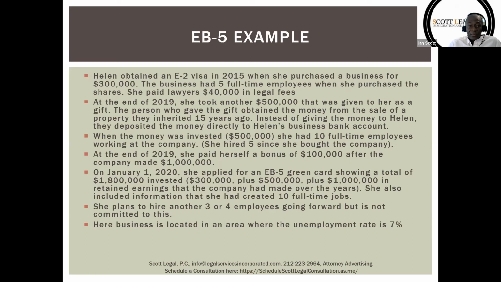Now the interesting thing is the friend who gifted her $500,000. Remember what we said about the gift tax, about making sure that friend has paid it. The other thing is the friend got the money from the sale of a property, so you have to have all the documentation related to the sale of the property. But now the property, that person got it from somebody who died. They inherited it 15 years ago.